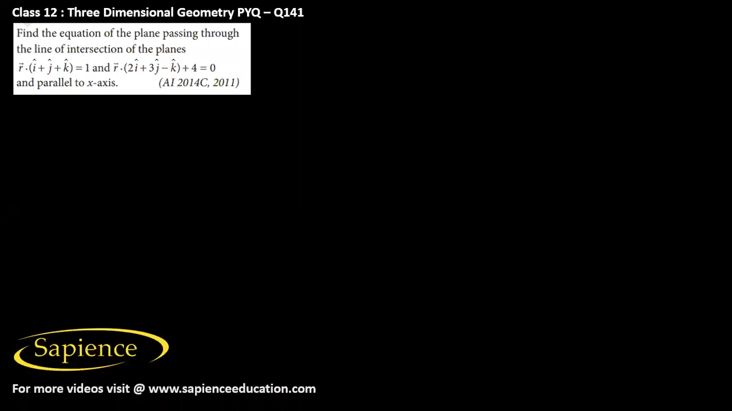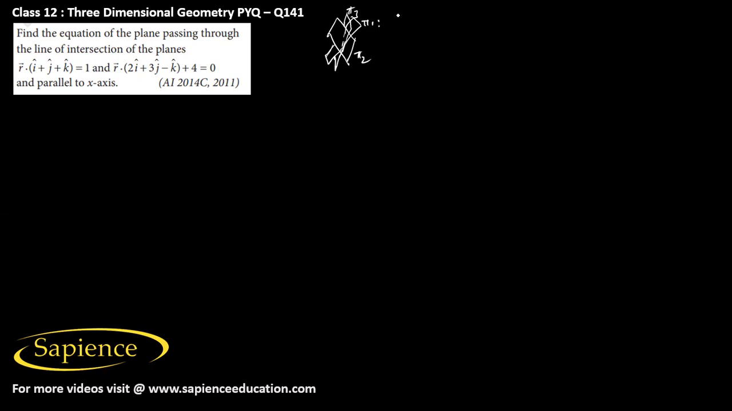So here we need to find the equation of the plane passing through the line of intersection of these two planes, and which is parallel to the x-axis. So two planes are given, which are pi1 and pi2. The plane pi3 is also passing through the line of intersection of these two planes, pi1 and pi2.